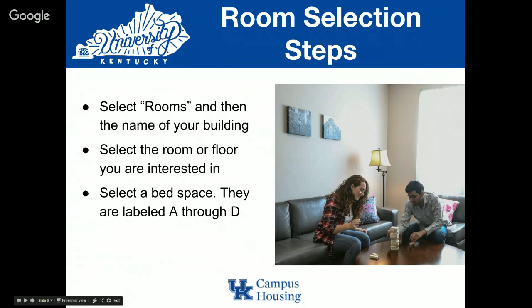So if you were to walk into a bedroom, the room on the far left-hand side would be labeled A. The next room to the right there would be labeled B. And then if it was a room with 4, you would continue on to C and D as well.